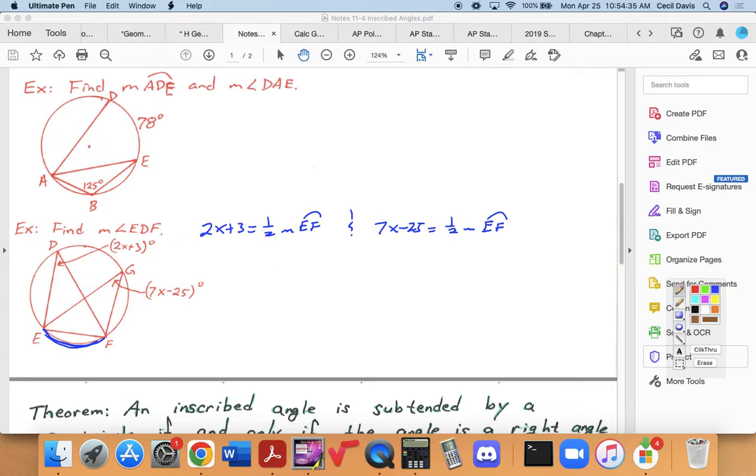If that's true, then what's true about these two things? They're equal to each other. So 2x plus 3 has to be equal to 7x minus 25. Add the 25 and subtract the 2x, and we get that 28 is equal to 5x. So x is 5.6.